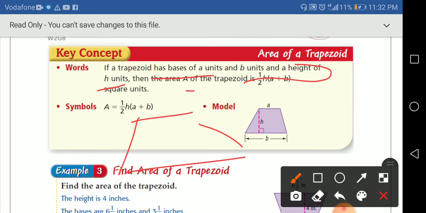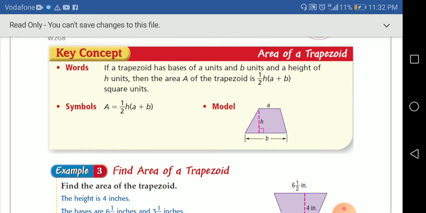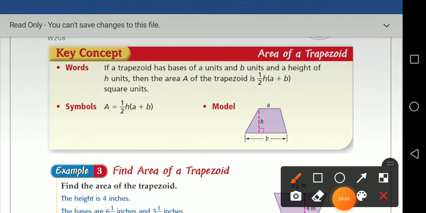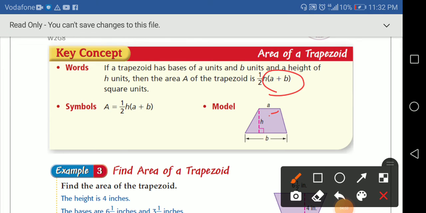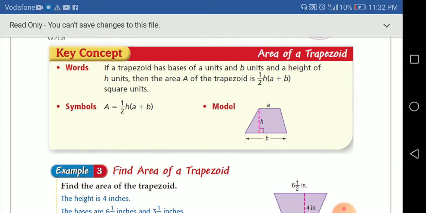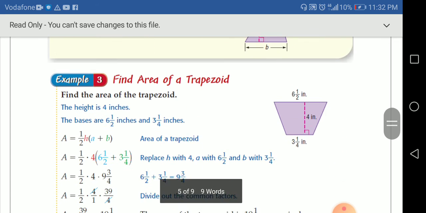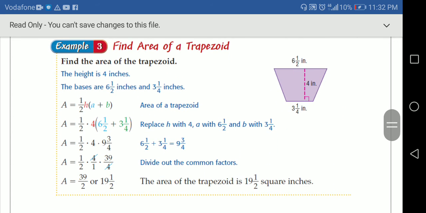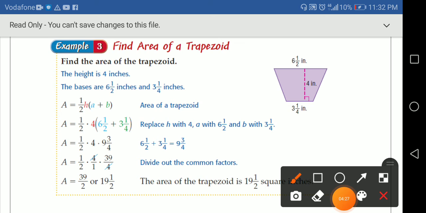Then the area A of the trapezoid is half height times what? Times A plus B. A for base 1, B for base 2. So we got 2 bases, so I'm going to add the 2 bases together and take half height times the what? The sum of the 2 bases together. Don't forget to study the areas together very well.